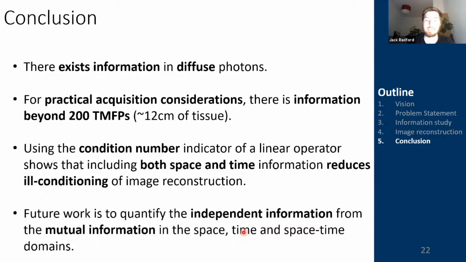And future work would be to quantify and disentangle the independent information from the mutual information between these space-time and space-time domains, so we can actually quantify exactly how much extra information we get from resolving in these different domains. So thanks very much, and I look forward to your questions.